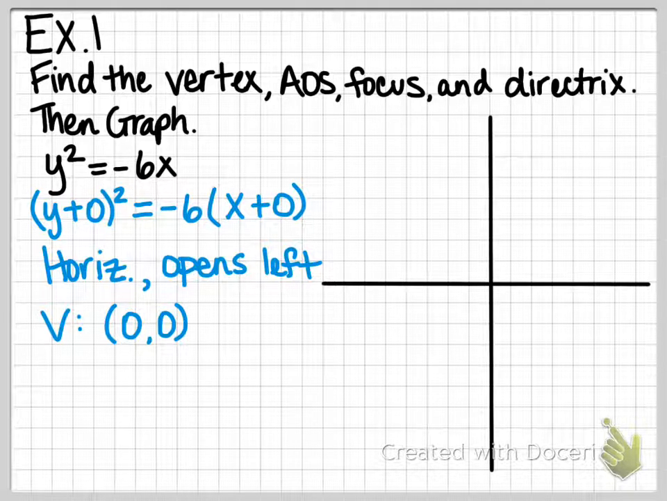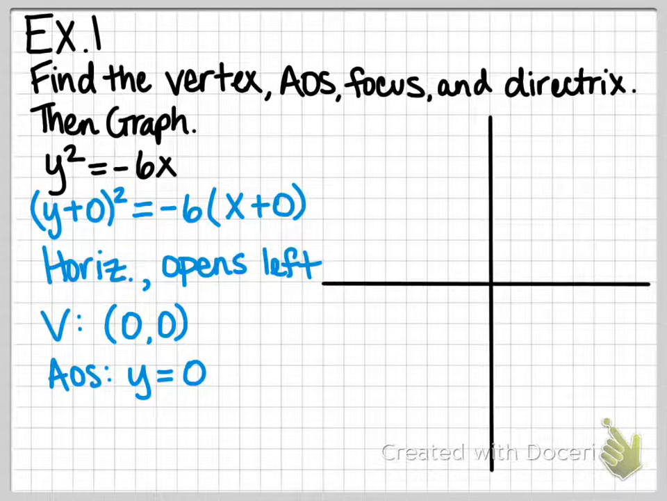Next thing we want to know is the axis of symmetry. Since this is a horizontal parabola, the axis of symmetry is going to be a y equals equation. It's always going to be y equals whatever the y value of the vertex is. So just y equals 0 in this case.